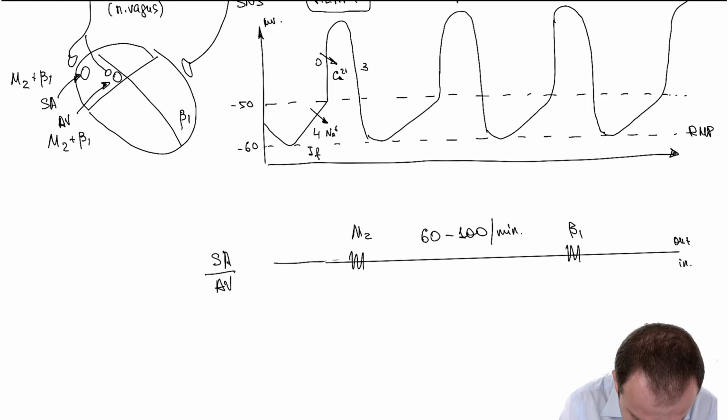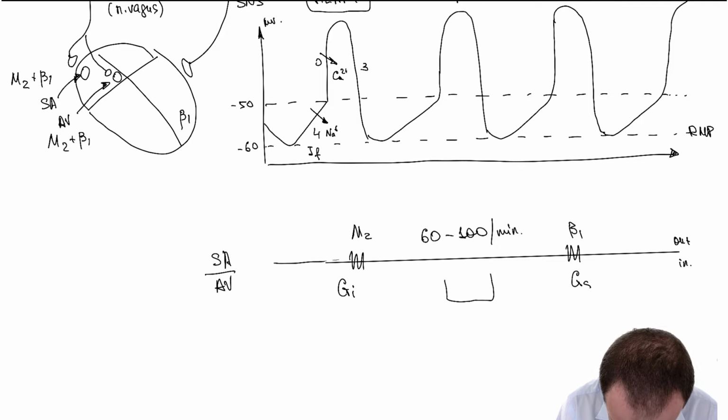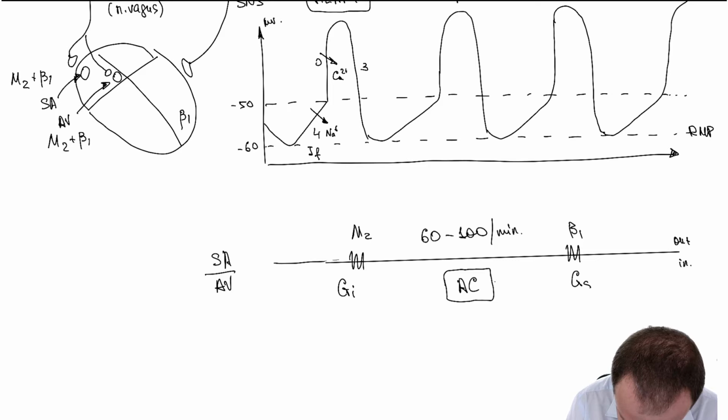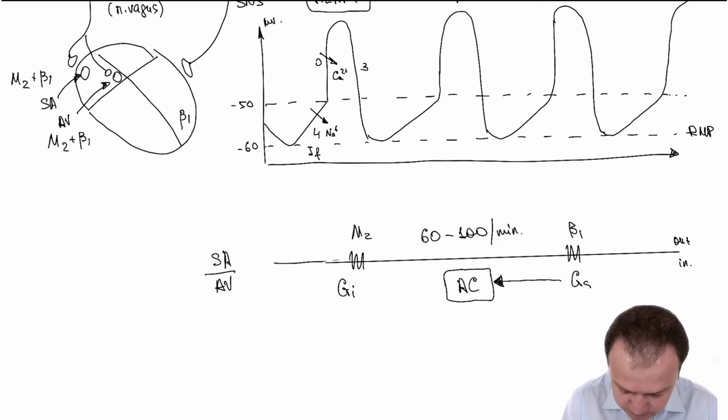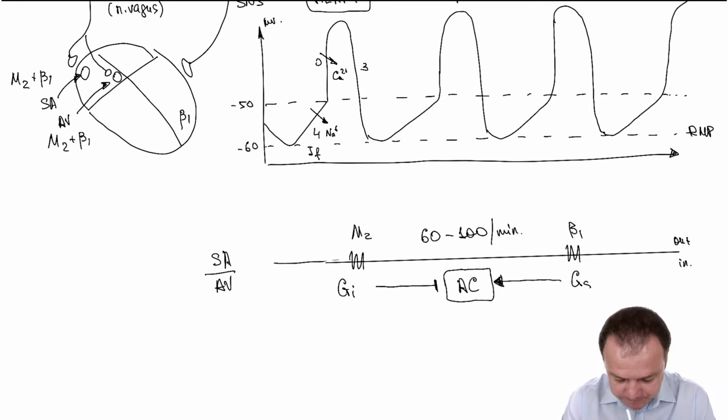We know that M2 receptors are coupled with Gi inhibitory proteins and beta-1 adrenergic receptors are coupled with Gs proteins, and both these receptors regulate adenylate cyclase, right? Gs, or excitation of the beta-1 adrenergic receptor, stimulates adenylate cyclase, and stimulation of M2 receptors causes blockade of adenylate cyclase.